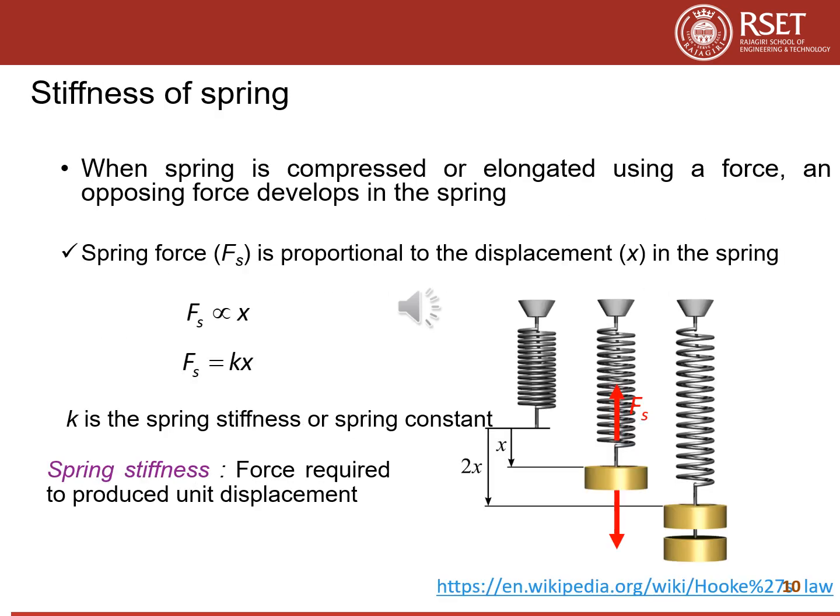We have already talked about the spring mass system. Now coming to the spring element, that is the compliance element, the property of the spring is the stiffness of the spring. When the spring is compressed or elongated using a force, there will be an opposing force developing in the spring. And the spring force Fs developed is proportional to the displacement of the spring. So we can write Fs is proportional to x, or Fs is equal to Kx, where K is the spring stiffness or the spring constant. Basically, spring stiffness is the force required to produce unit displacement in the spring.